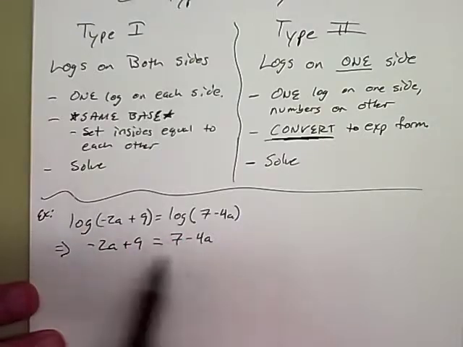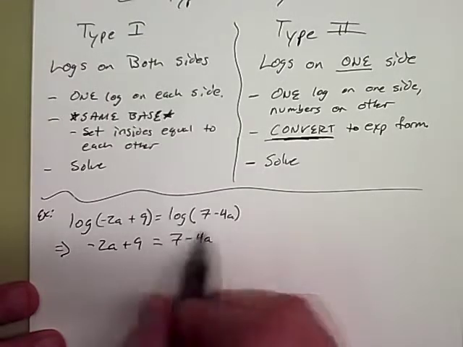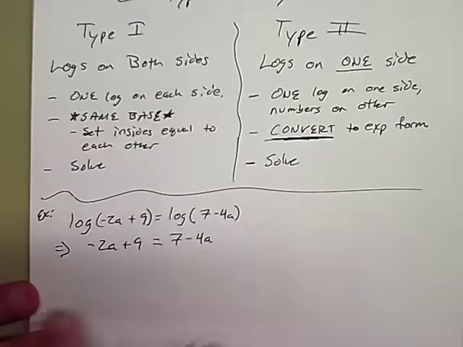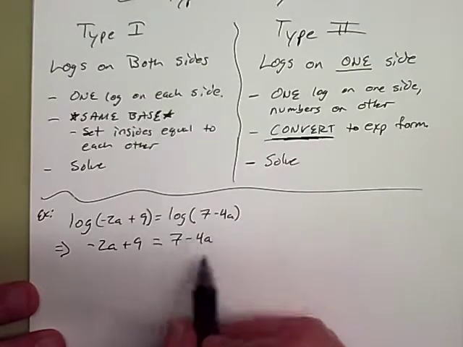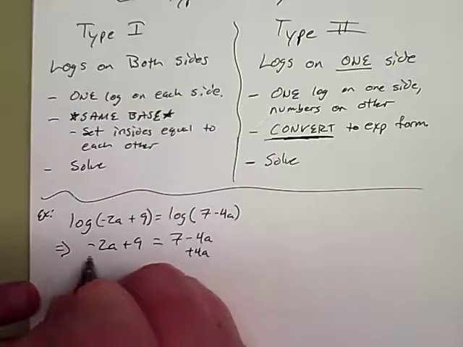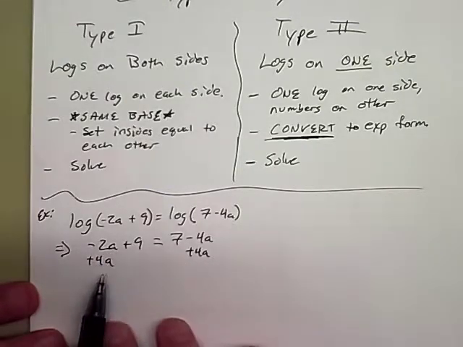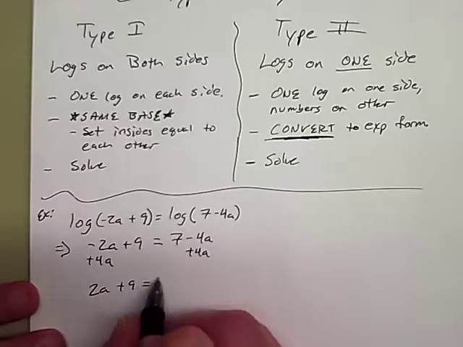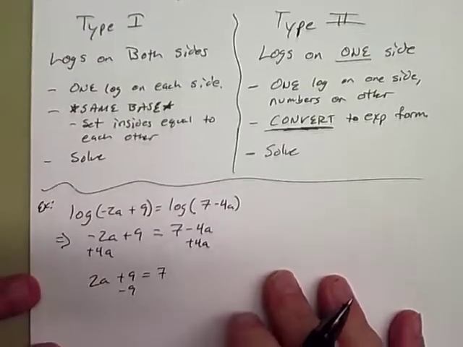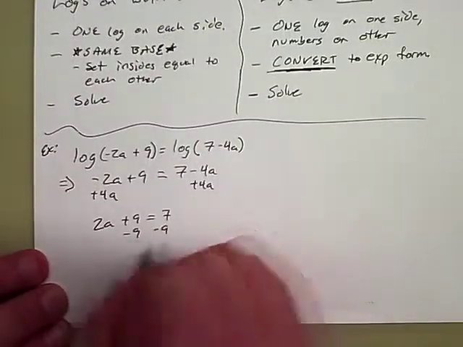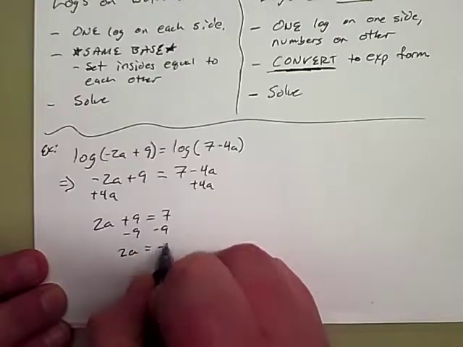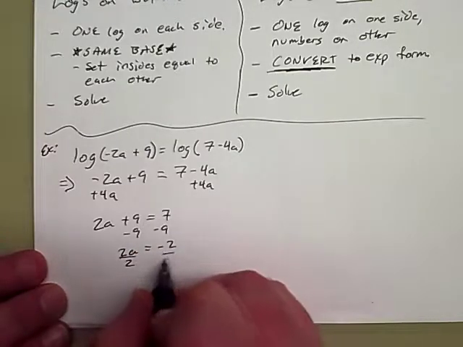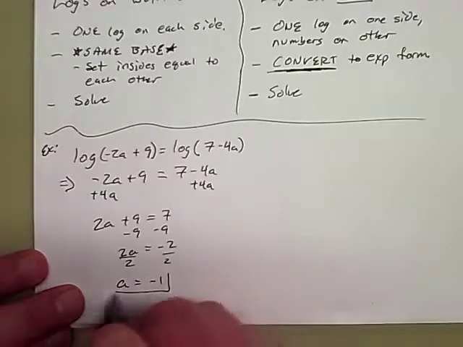And now I'm going to solve. Well, I have variables and numbers on each side. Again, I want to get all my variables on one side and my numbers to the other. So here I'm going to move all my variables to the left side and my numbers to the right. I have a negative 4a, so I'm going to add 4a to both sides. A negative 2a plus 4a is a positive 2a. Everything else stays the same. Subtract 9 from both sides. So 2a equals 7 minus 9, which is negative 2. Divide by 2, and a equals negative 1.